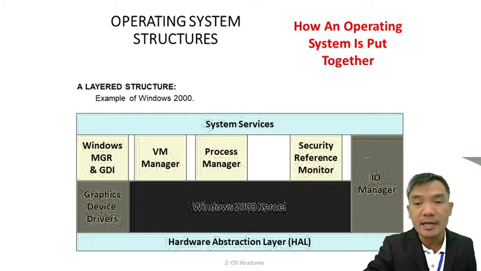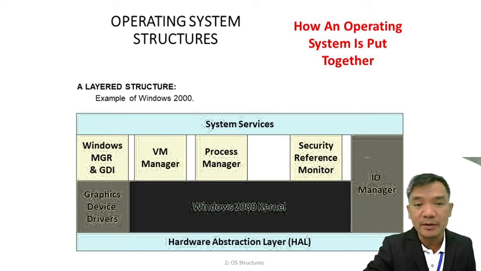So the ideal example of the layered structure is the one previously presented, but this one is an adoption of a layered structure in Windows 2000. What makes this a layered structure is that, for example, the process manager has no direct access to the hardware abstraction layer. It will go into the Windows 2000 kernel. But the I/O manager has direct access to hardware and the system services.